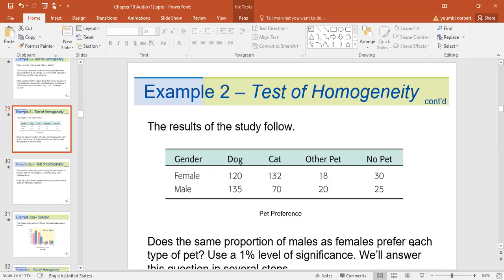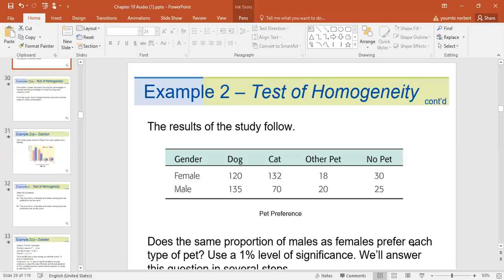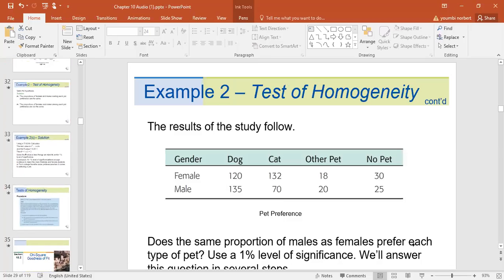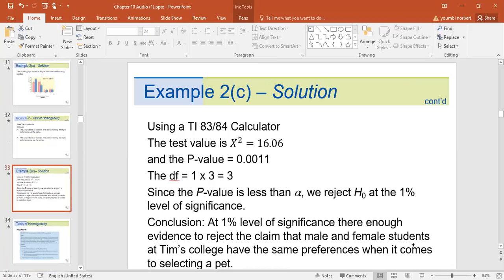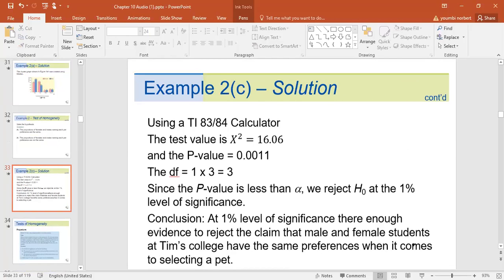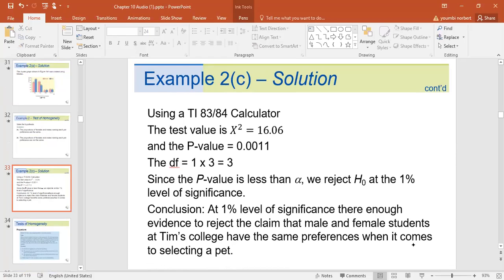So we are able to get the chi-square and the p-value. Everybody, right? So far, if you have a calculator. Anybody having trouble? Because that's what we have to do: enter the values into the matrix and use the chi-square test. So you have chi-square equal to 16.06 and the p-value is 0.011. Degree of freedom is 2 minus 1 times 4 minus 1. That is 1 times 3 equals 3.